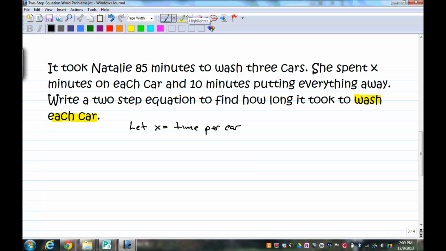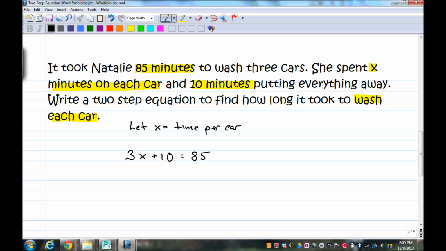And then I look for any numbers that I have in the actual problem. Let me get my highlighter. 85 minutes. Okay, that was the total. And then we have X minutes per car. Great. And 10 minutes putting things away. So there's all the information that we need. So she did 3 cars, and it was X times each, plus the 10 minutes to put everything away would equal the total amount of time that she spent.